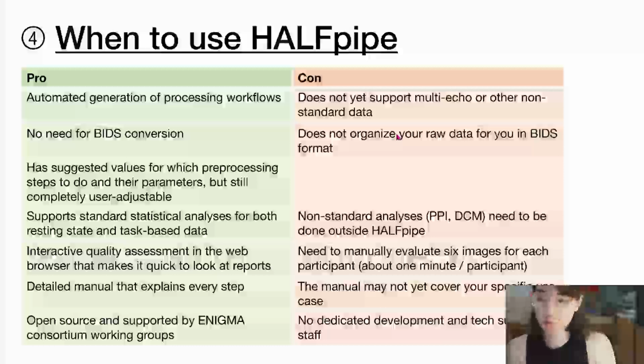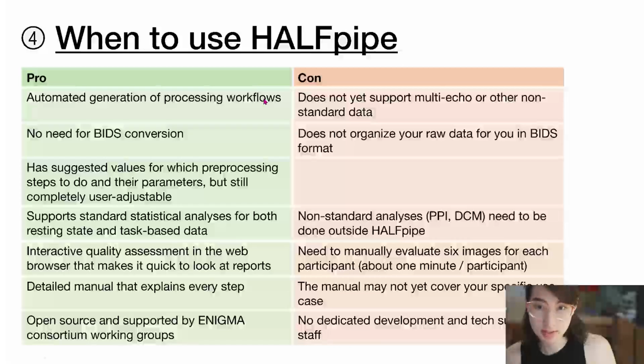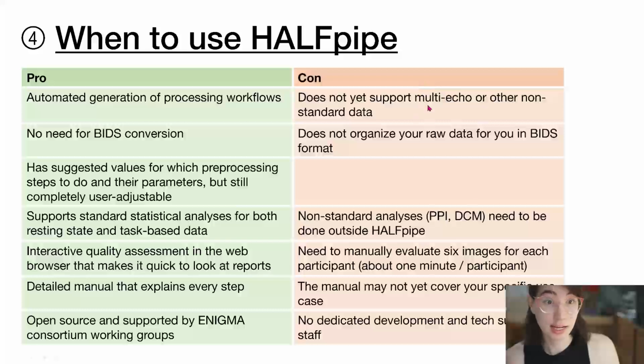So then, when do you use HALFpipe? HALFpipe is really great because it does this automated generation of processing workflows, which gets you benefits like reproducibility, and it's objective, it doesn't depend on who is running it. But it also means that we can only generate what we know about. So, for example, non-standard data, like the physiological files you just saw, or maybe multi-echo data, might not be supported yet. It also means you don't need BIDS conversion. You can just enter your data in the user interface by responding to the different questions.